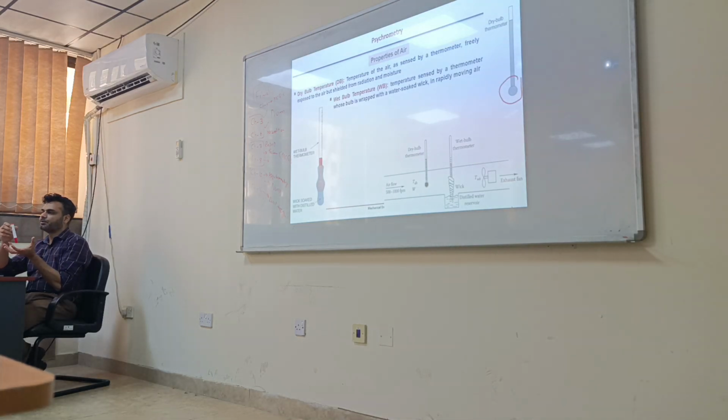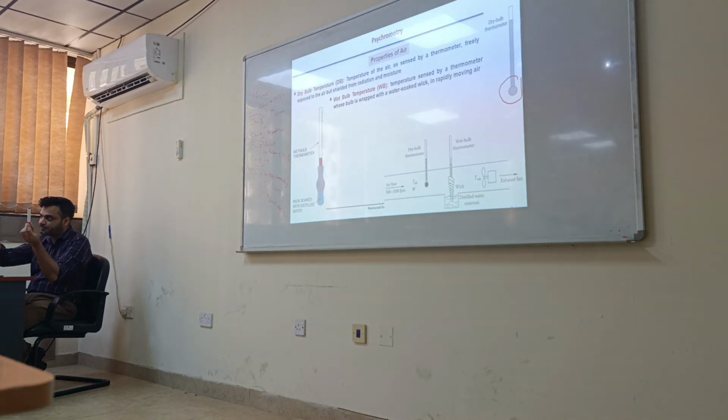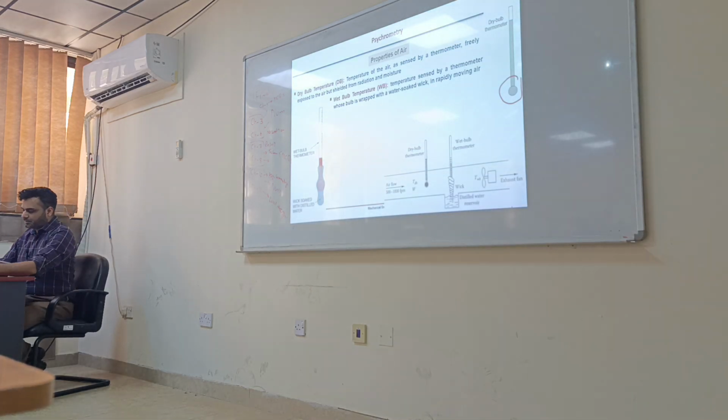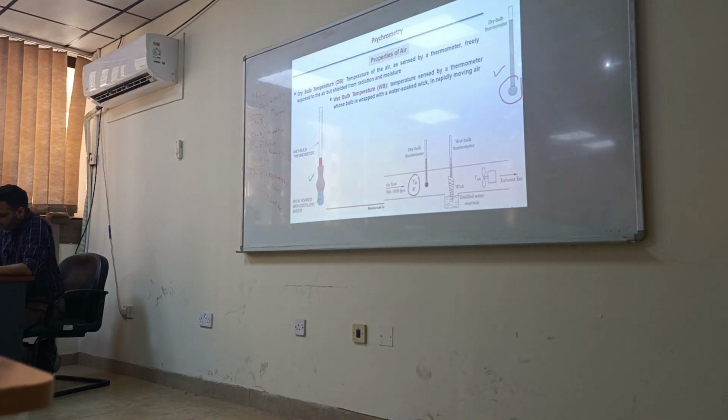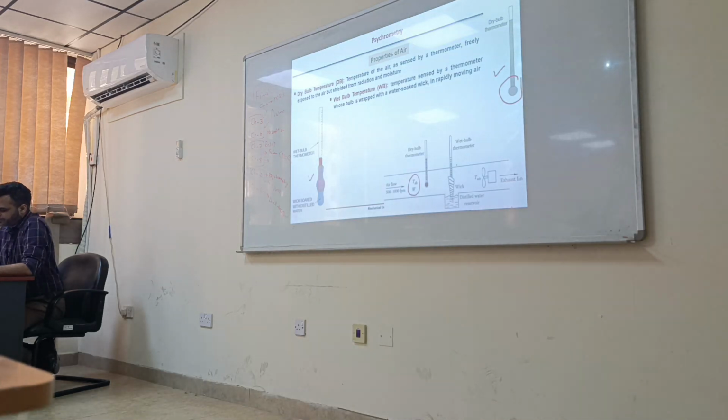So when the water is evaporating, what is it doing? It is absorbing heat, right? So that's why the temperature of the air will drop, because it is absorbing heat from that air, all right? So that's how we can find out dry bulb temperature, either using this, or here you see a setup.